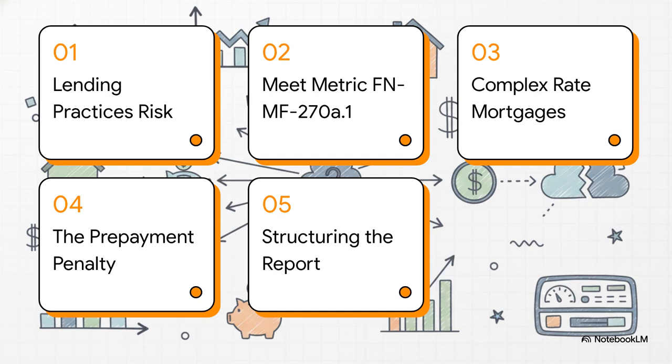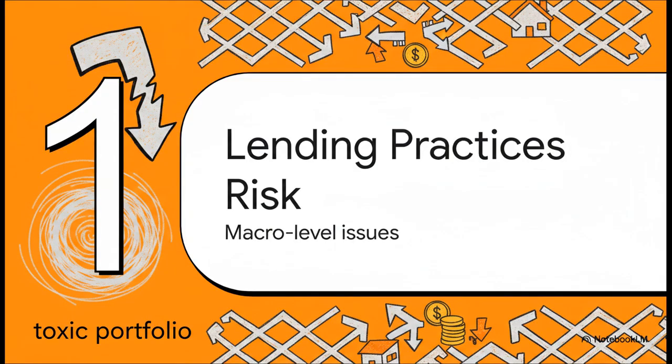Here is our roadmap for today. 1. The risk in lending practices. 2. Meet metric FN-MF-270A.1. 3. Unpacking complex rate mortgages. 4. The prepayment penalty factor. And 5. Structuring the final report. Let's start with part 1, the risk in lending practices.